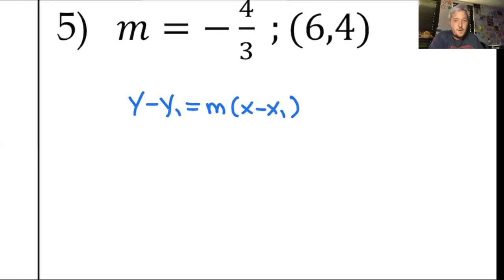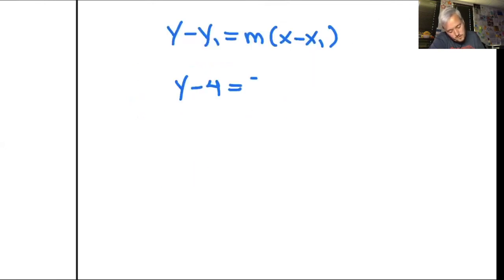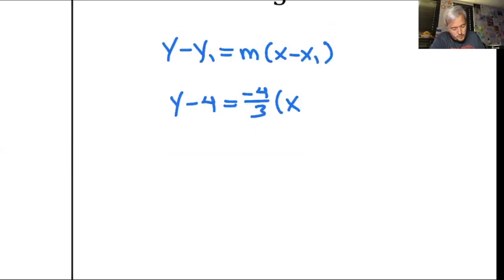All right, so now I'm going to do y minus y1. So y minus 4 equals my slope, which is negative 4/3, x minus x1, which is 6. So here's my point slope form. Now I need to convert. So I'm going to distribute.